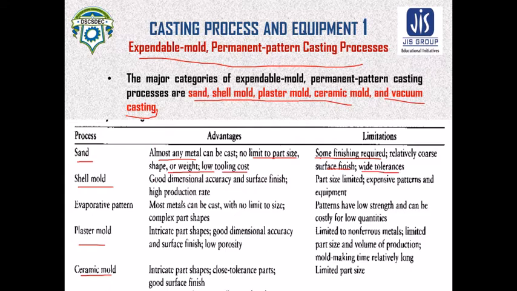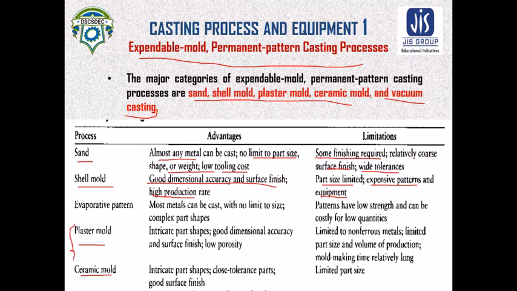Next is shell molding. Shell molding can give good dimensional accuracy and surface finish, and it has a higher production rate. But the limitations of shell molding are that part size is very limited and the pattern and equipment are expensive. The cost is high and the part size is very limited. Next, in case of plaster molding and ceramic molding, intricate shapes can be produced with these two.